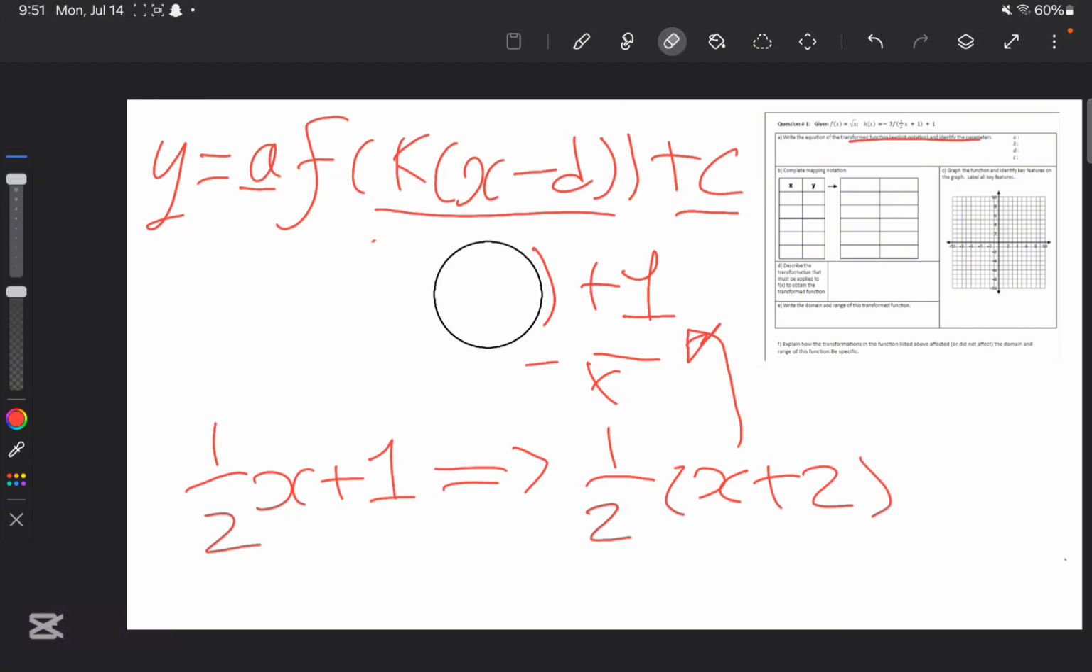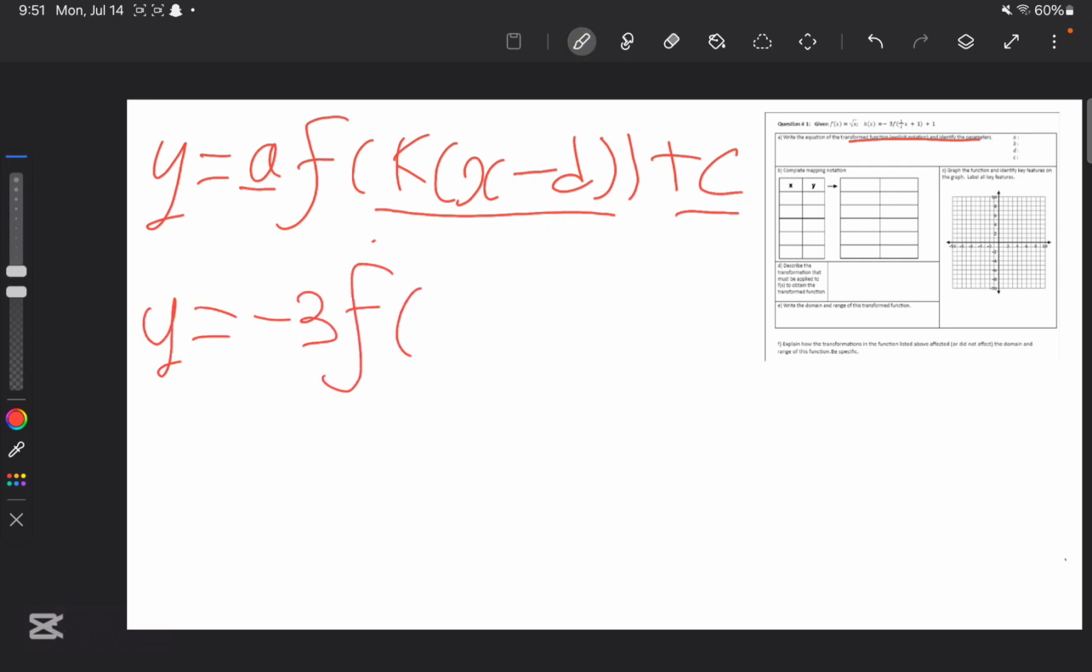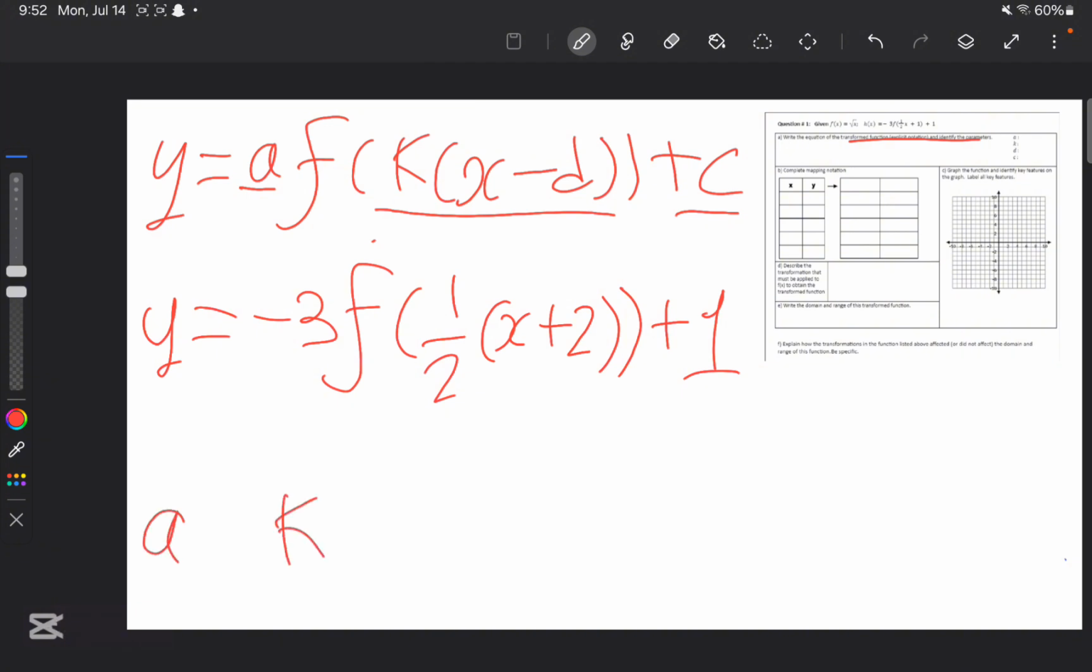So our new function would be y is equal to... that's our new function essentially. Now what we need to do is identify a, k, d, and c.